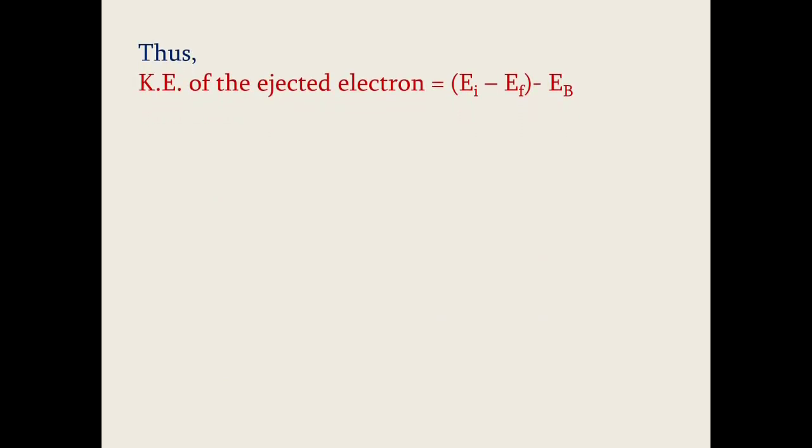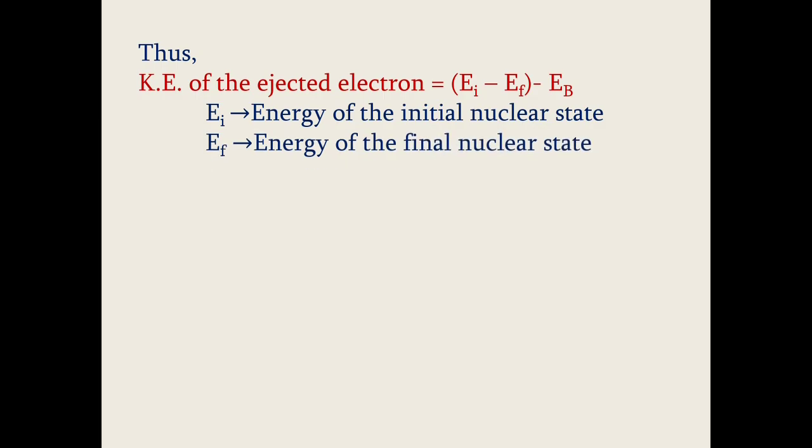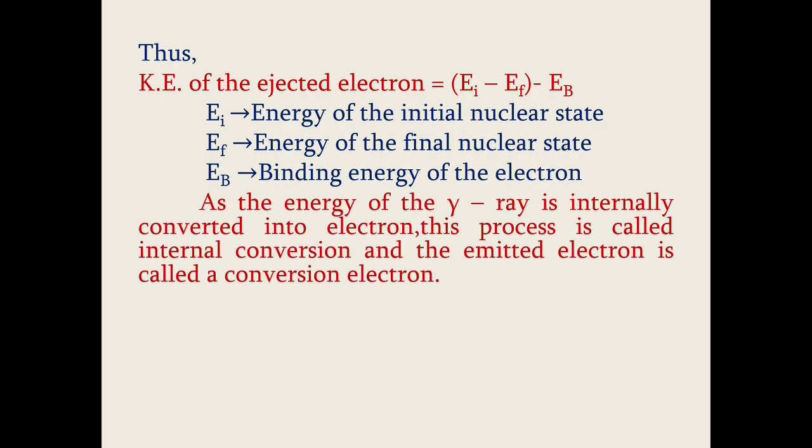So, we can say the kinetic energy of the emitted electron from the atom is equal to EI minus EF minus EB. EI is the energy of the initial nuclear state, that is the excited state. Then EF is the energy of the final nuclear state, that is after reaching the energy of the ground state. And EB is the binding energy of the electron.